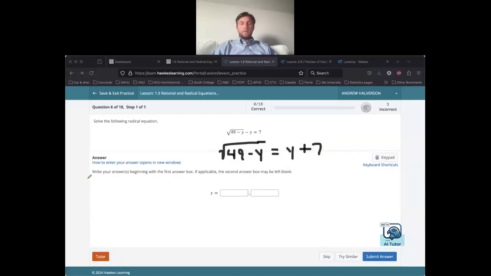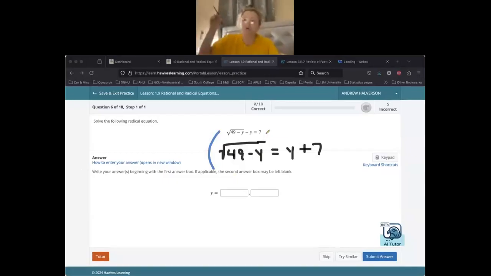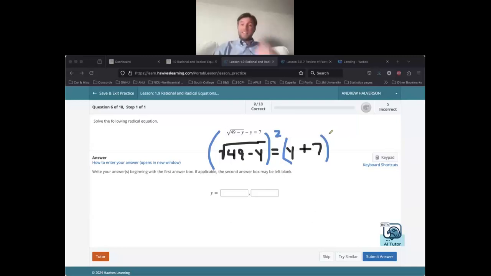Now you have to put them in parentheses and square them both off. Square each side. Exactly, yeah. And I like the way that Jackie said it too. It's a good reminder, I didn't say it. Put the entire left side inside parentheses. Put the entire right side inside parentheses so that you know what you're squaring.